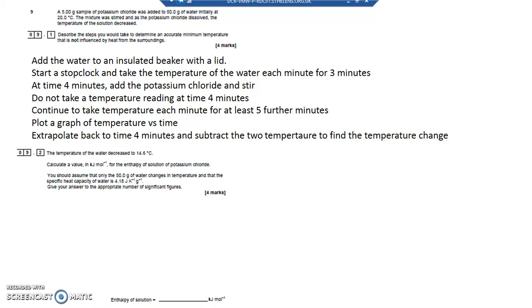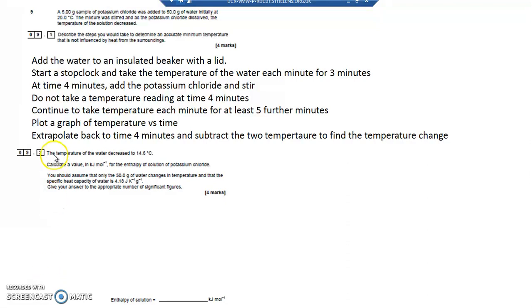Plot a graph of temperature versus time. Extrapolate, which means extend the lines, the first line forward to 4 minutes and the second line backwards to 4 minutes, and then measure the two temperatures and subtract the two temperatures to find the temperature change. That's the normal standard experiment, and then using that temperature change delta T, you can use delta H equals minus MC delta T.